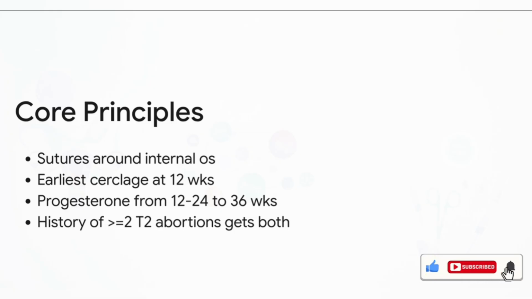Now, here is your direct, history-based indication. If a pregnant woman has a history of 2 or more T2 painless abortions, irrespective of USG findings, she straight away gets progesterone plus a cerclage at or after 12 weeks. Simple rule, straight clinical action.